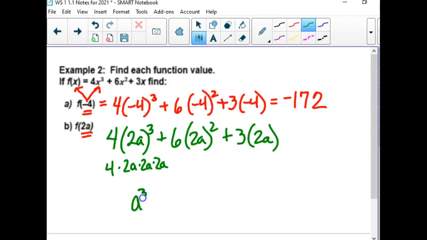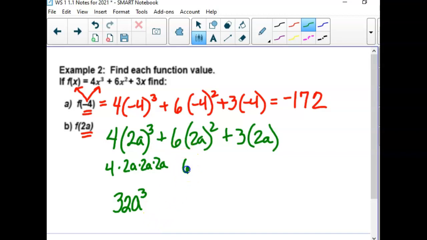I'm going to get an a cubed here, but be careful. There's a 2 times 2 times 2 and a 4 all multiplied together. Is it 32, guys? 2 to the third would be 8, right? Times that 4 out front would be 32. Did I lose anybody?